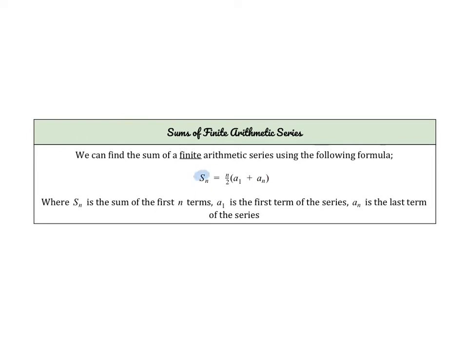If you have a finite arithmetic series, finite meaning it ends, it is not going on forever, we can find the sum using this formula. The sum of the first n terms of a finite arithmetic series is n over 2, where n is the number of terms, times a sub 1, where a sub 1 is the first term, plus a sub n, where a sub n is the last term of the series. We're going to be using this formula to find the sum of the first n terms.